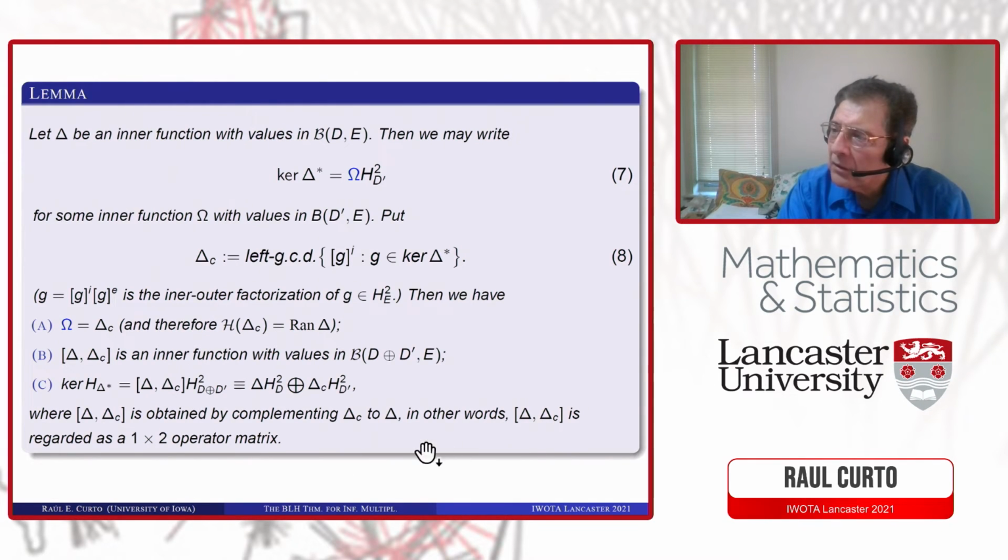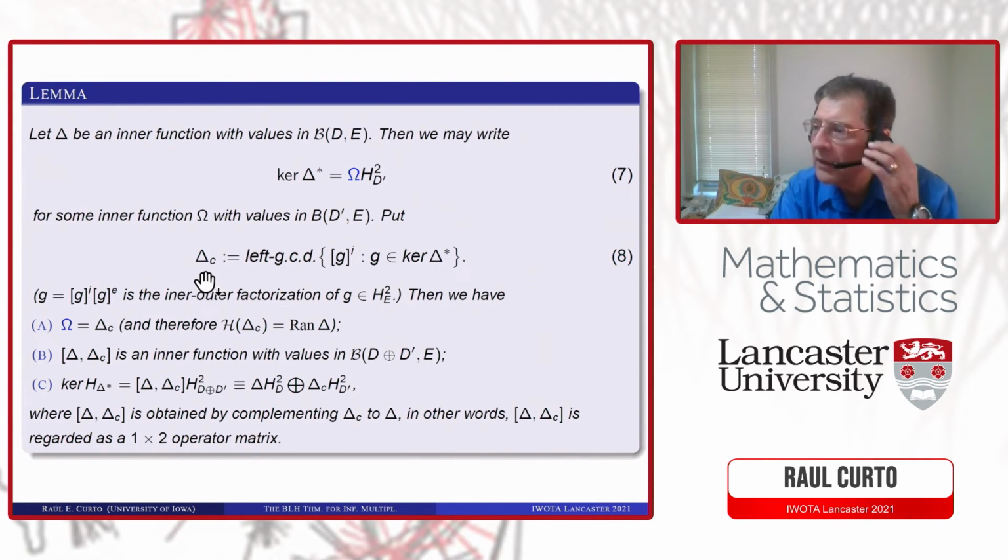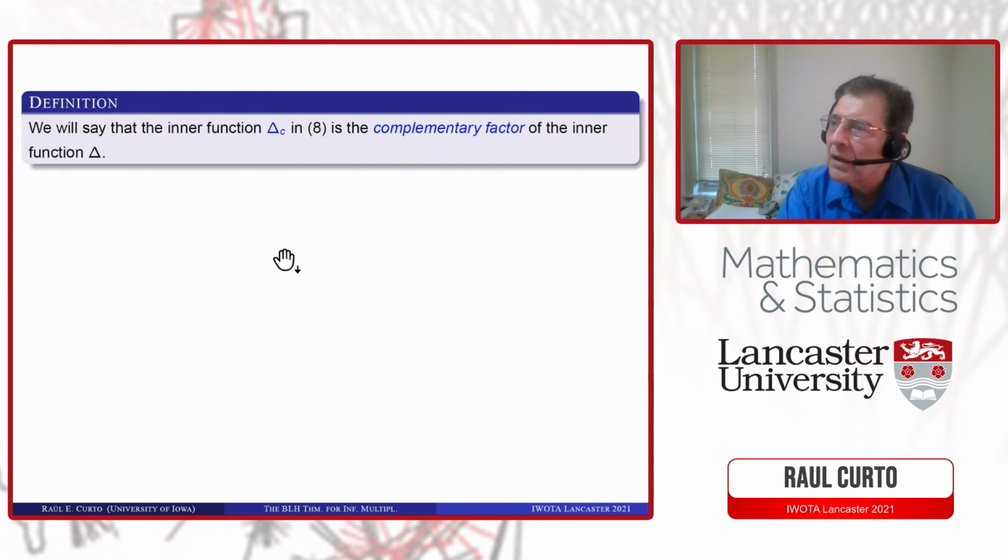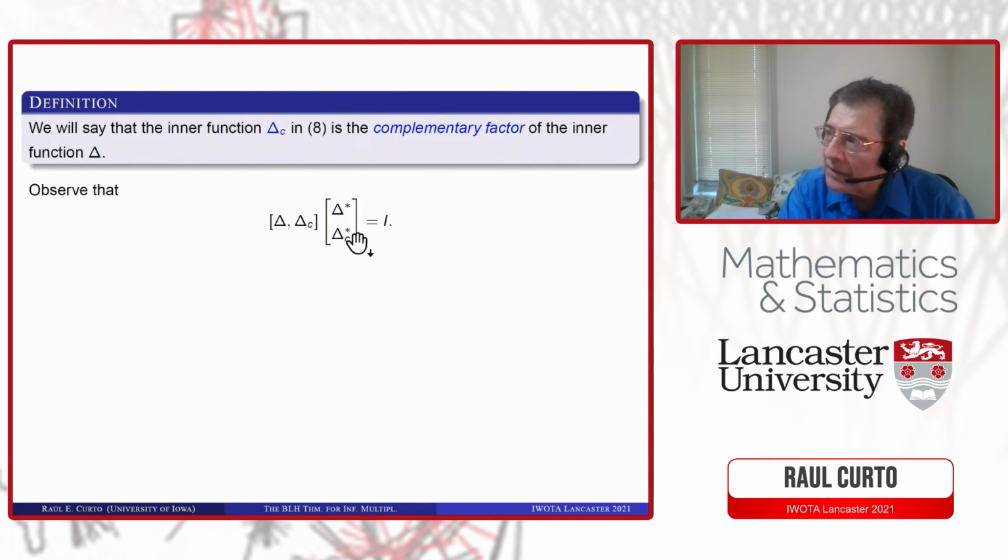I'm going to show you now what exactly this delta C is. I have defined it there, but I'm going to show you why it's called complementary. What happens is that if you look at the 1/2 matrix delta, delta C and multiply by its adjoint on the right, delta star, delta C star, you get the identity. I think it's clear from the earlier identities that delta delta star plus delta C delta C star equals the identity.